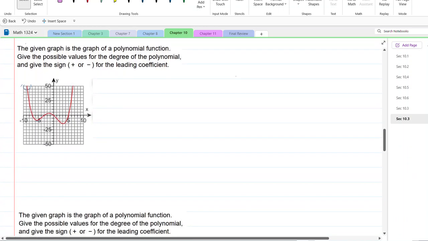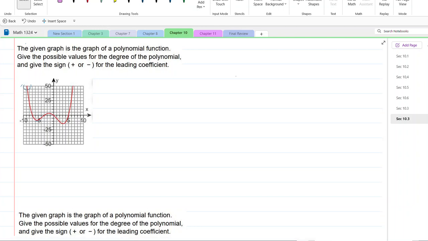Now this one is asking, the given graph is a graph of a polynomial function. Give the possible values of degrees of the polynomial, and signs plus or minus for the leading coefficient. All right. So we want to know the turning points, how many it has, and we want to know the end tendencies, which tell us if it's even or odd.